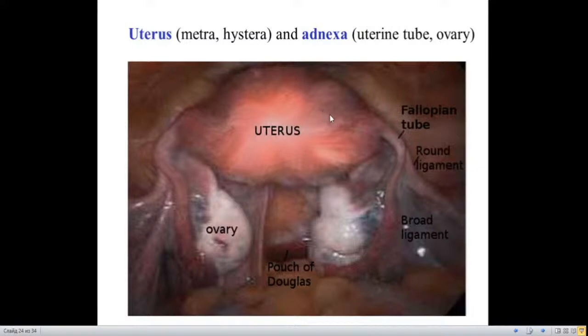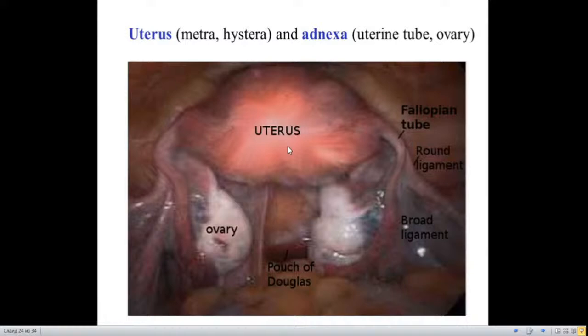Here is a real picture from the vital contents of the pelvic cavity. Here we see the uterus, then uterine tubes, ovary, and behind the uterus there is the Douglas pouch, excavatio recto-uterina.